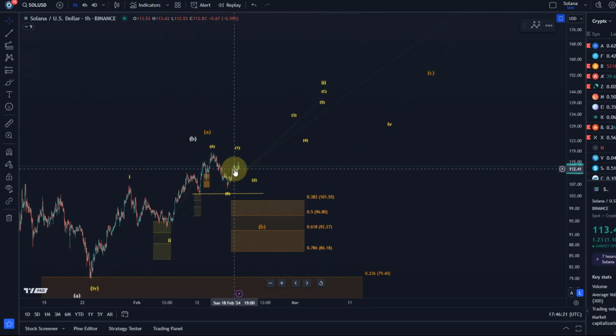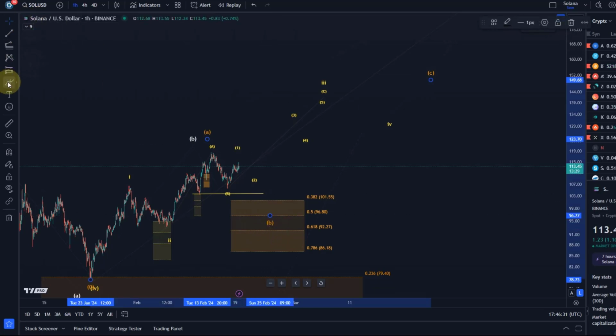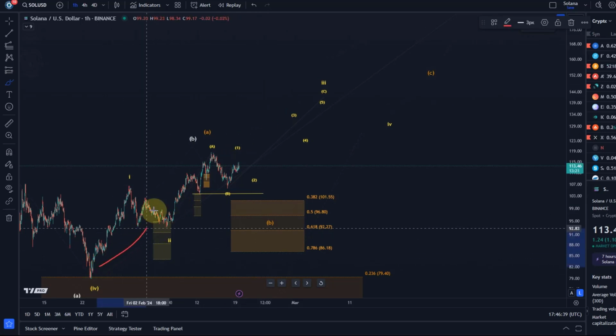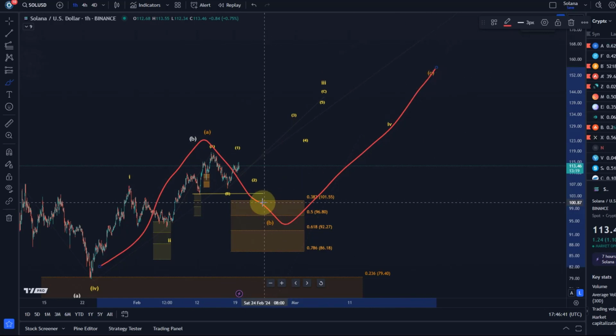Okay, what happens if we break below the invalidation point? Well, then there is still some structural support at $104 here, but below that level, we have a situation in which most likely a different overall assumption comes into play. It would go too far to discuss that in this video, but in short, we would be dealing with an A, B, C structure, and the B wave pullback could use the orange support range, and the support levels between 101.55 and 86.18 would come into play. It would also be bullish, just would offer a deeper pullback before the next rally starts.